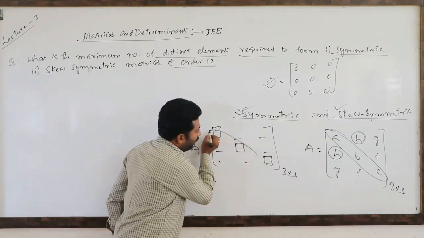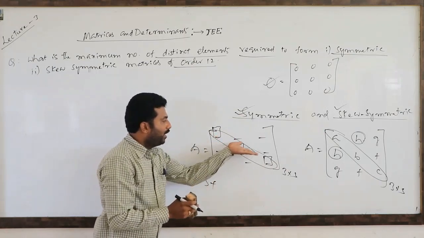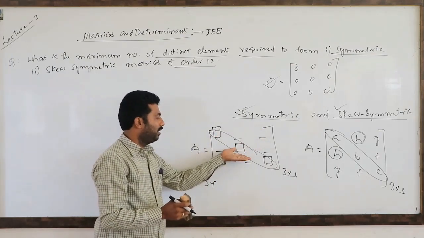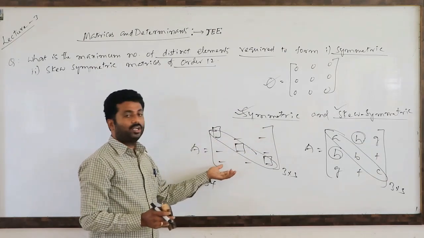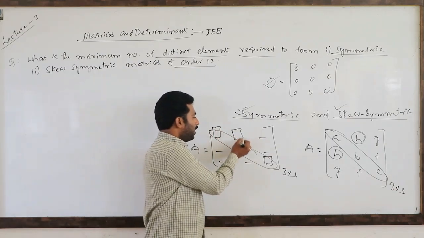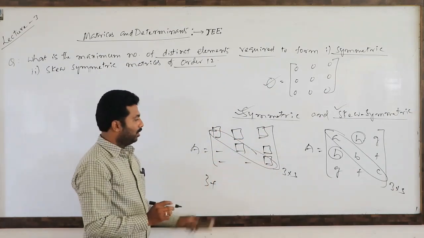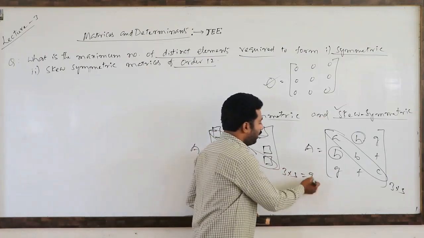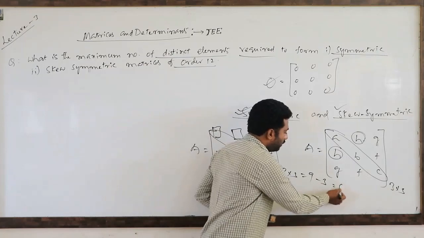So we selected the principal diagonal elements. Then we have to fill either above the principal diagonal or below it. If you fill above the principal diagonal, these blanks will automatically be filled. So how many elements are there above the principal diagonal? Remaining 6. In total, how many elements did we require? 9. So 3 diagonal elements are gone, and 6 elements remain.